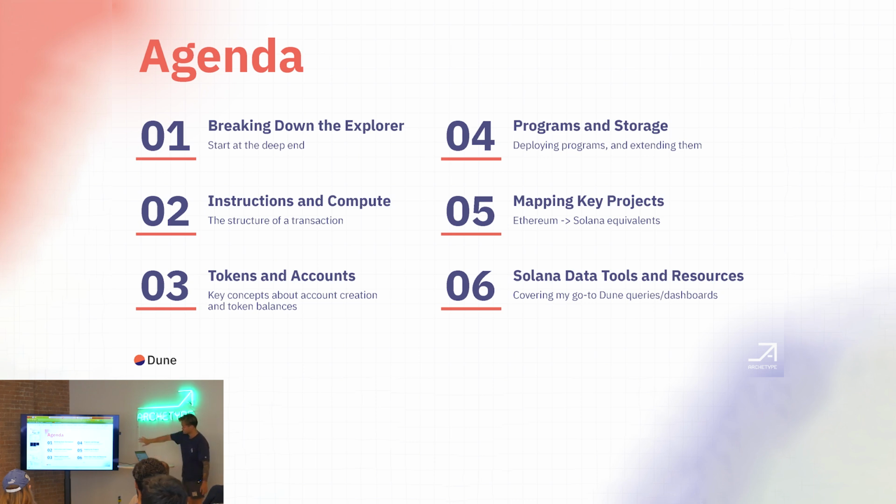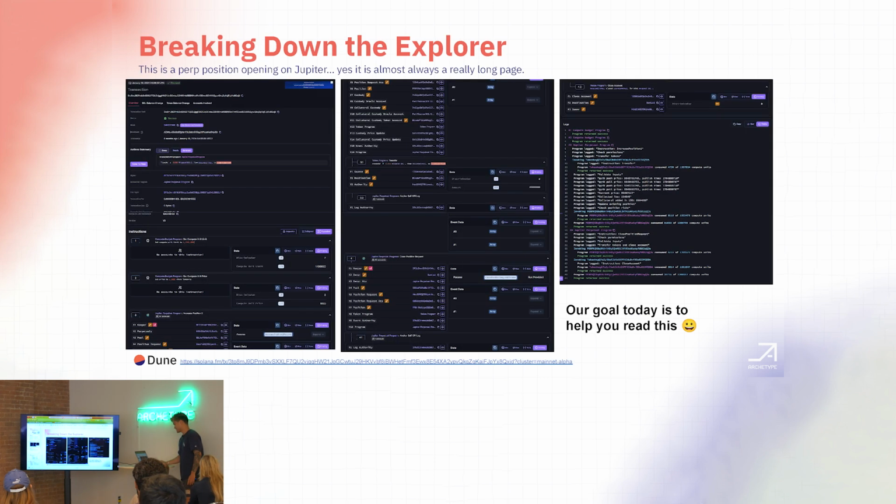And then after that, there'll be some mapping of key projects for people who want to understand if everything on Ethereum is on Solana. Short answer, yes, there are projects. If you take almost any Ethereum project, there is a Solana counterpart that is oftentimes, I think, better. And then last one, Solana data tools and resources. That's more for the people who are watching this recording to go and click around, because hopefully you're not using your phones right now.